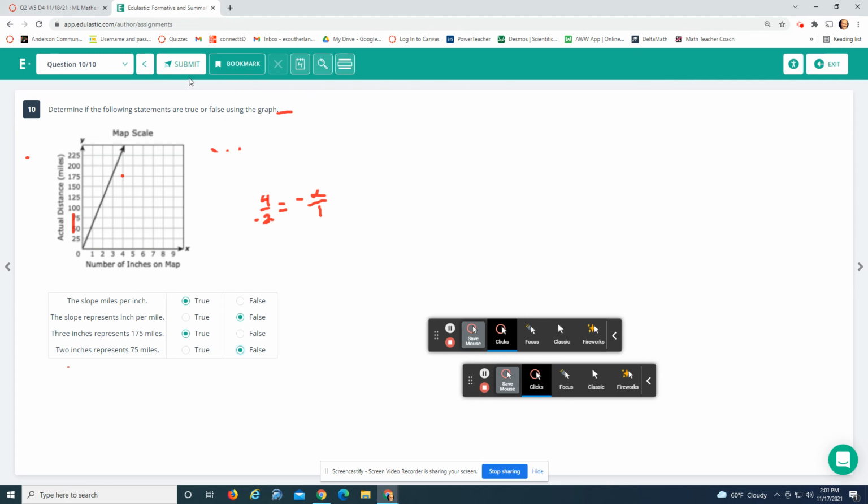Please work on missing assignments. There are many of you that have several missing assignments. I would appreciate it if you could get those done.